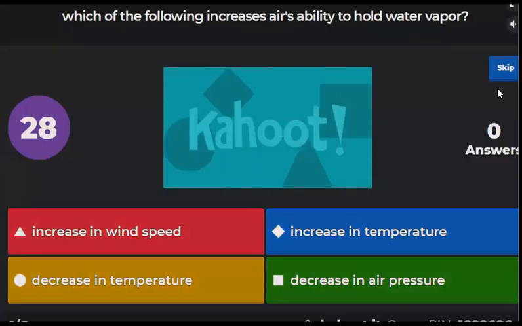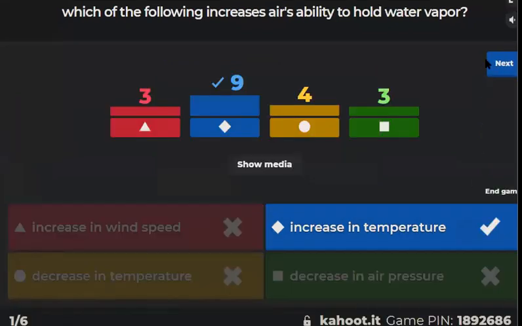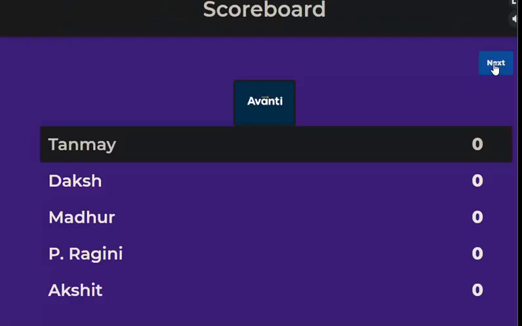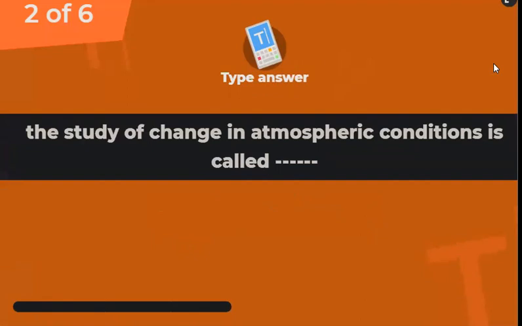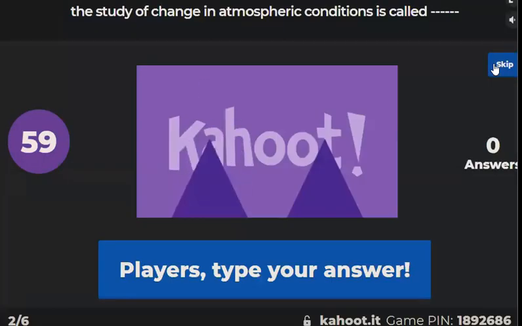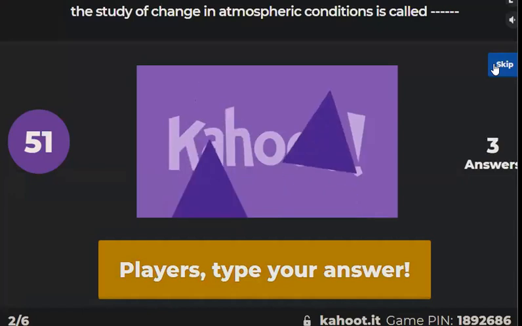Which of the following increases the air's ability to hold water vapor? Tell me. Yes, increasing temperature. We just discussed this, right? I just told you. If temperature is more, then water vapor will be formed, evaporation will be more, right? You have to type the answer in this. We have done this, I guess. Anyways, it's revision.